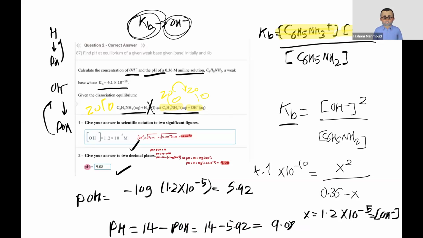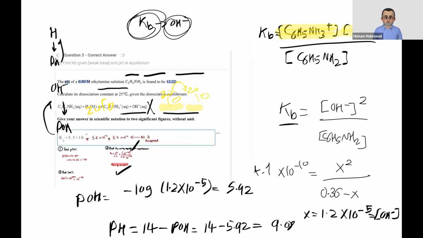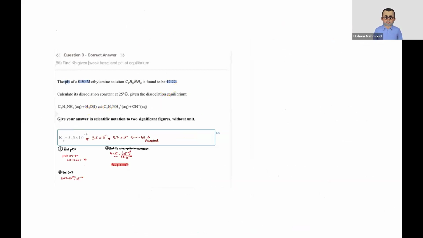The next question, this time he is asking for the Kb. No, the pH is given already. The solution is 0.50 of ethylamine, so the concentration is 0.50 and the pH is equal to 12.22. So this is the pH and this is the concentration of the base, ethylamine.